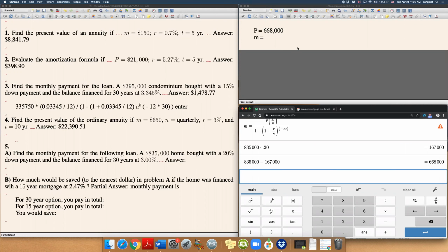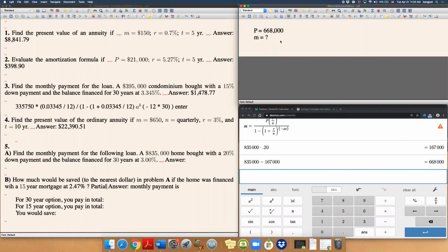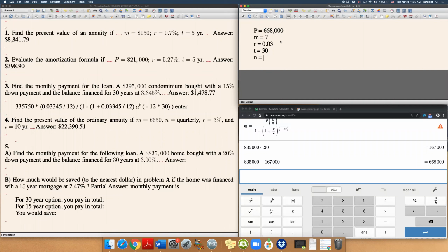So 668,000, that's the amount I'm actually borrowing. The monthly payment is what I'm trying to figure out, right? So I don't know that. What else do I know? I know the rate, 0.0300, so I don't need that. I know the time is 30 years, and I know N is 12 monthly payments. Okay, so I'm ready to plug those values in.